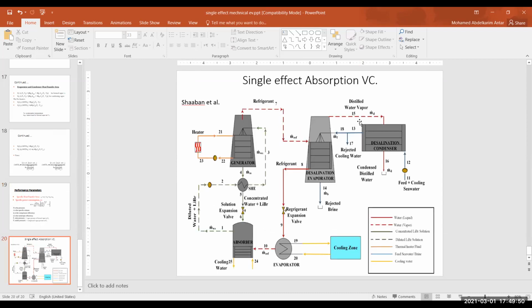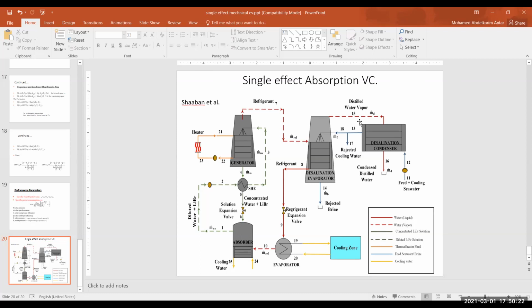People are moving in this direction recently. What we see in front of you here is a layout of a single effect absorption vapor compression system. It is basically having two effects. One of them is a cooling effect. You need to air condition a certain place, a cooling zone, for example, which could be a building or so. And you need to get desalinated water at the same time.